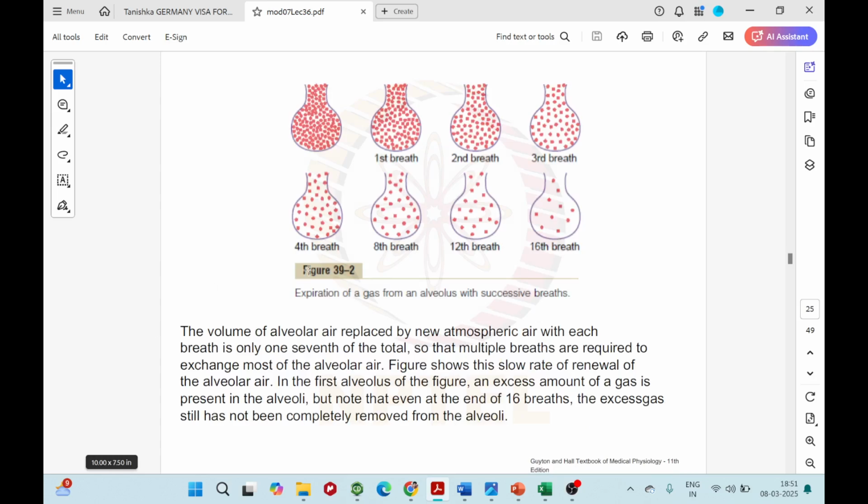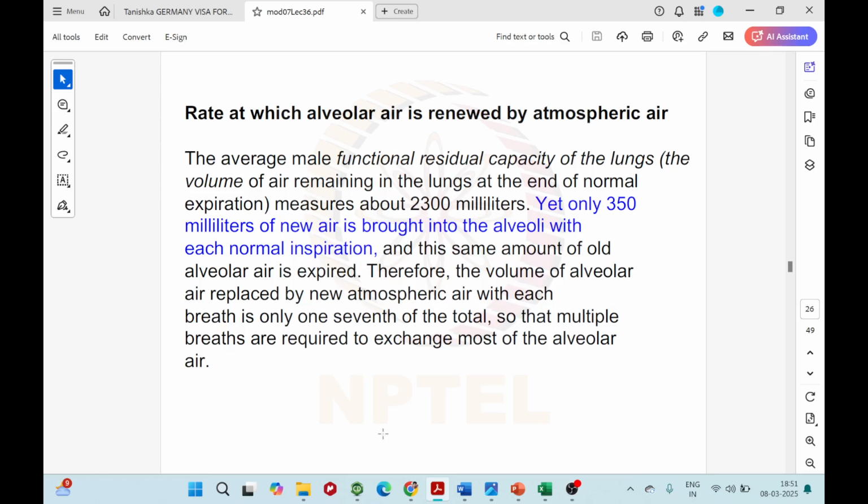This diagram shows that the volume of alveolar air replaced by new atmospheric air with each breath is only 1/7 of the total, so multiple breaths are required to exchange most of the alveolar air. This figure shows the slow rate of renewal of the alveolar air. These are the alveoli, these are the air molecules. In the first alveolus of the figure, an excess amount of gas is present, but note that even at the 16th breath, the excess gas still has not been completely removed from the alveoli. So you need successive breaths to completely remove the already present air and fill with the new one.